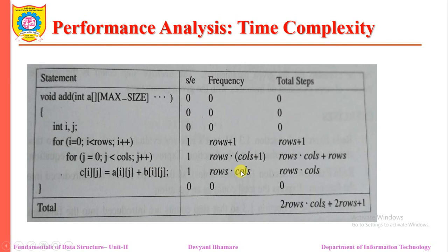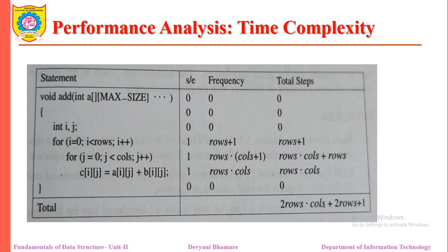Then later on, we need to add these total steps. So these total steps give us the total frequency count or the total step count for this addition of two matrices: 2 rows multiplied by columns plus 2 rows plus 1. So we can say that the time complexity of a program is given by the number of steps taken by that program to compute the function for the purpose it was written. The number of steps itself is a function of instance characteristics.